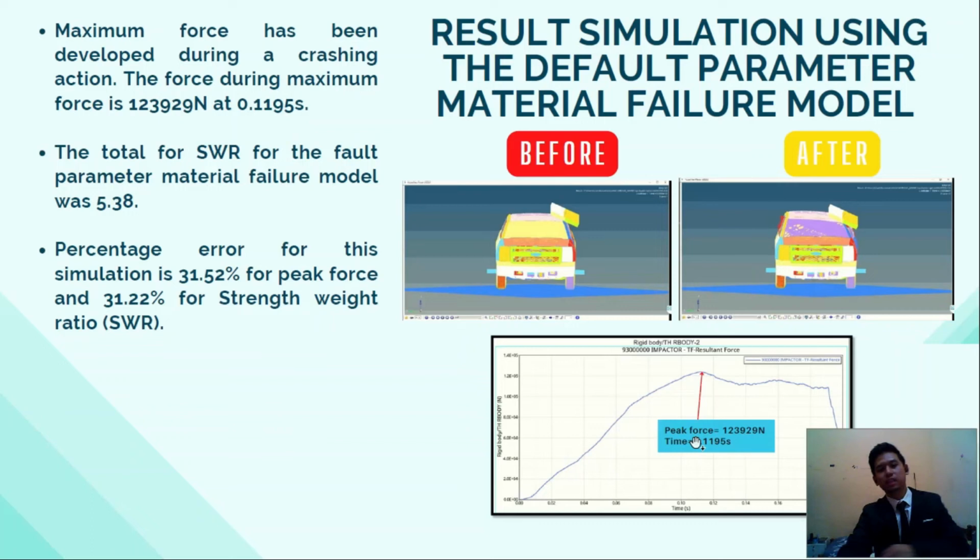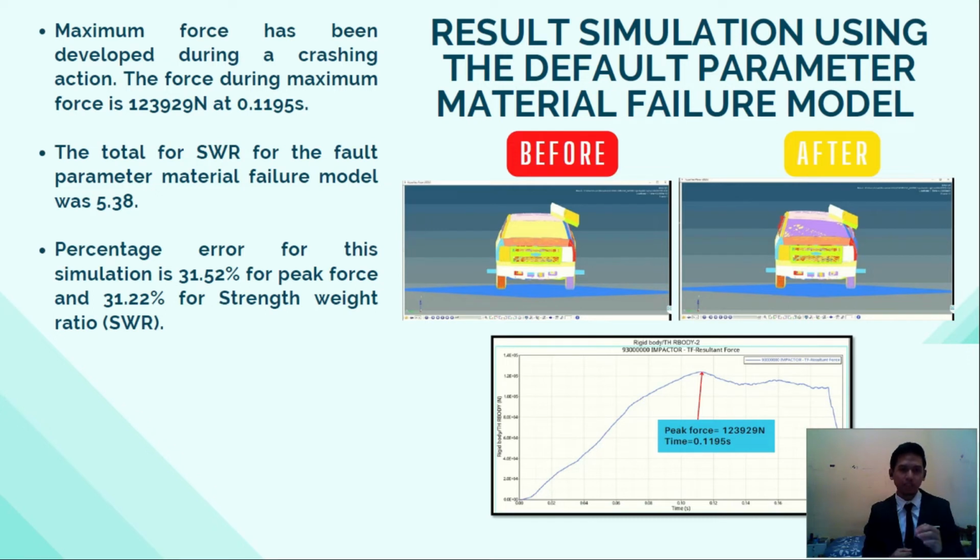Okay, so result and discussion. Okay, so this is my result. This is the first result, when I don't change any parameter, I don't change the material failure parameter in this model, then I get the result that you can see. The peak value is 123,929 newton and at time 0.1195 second.